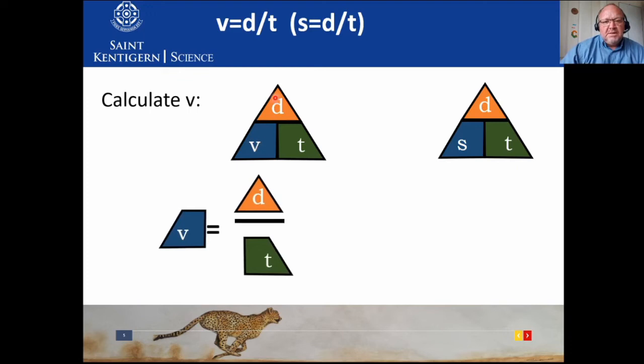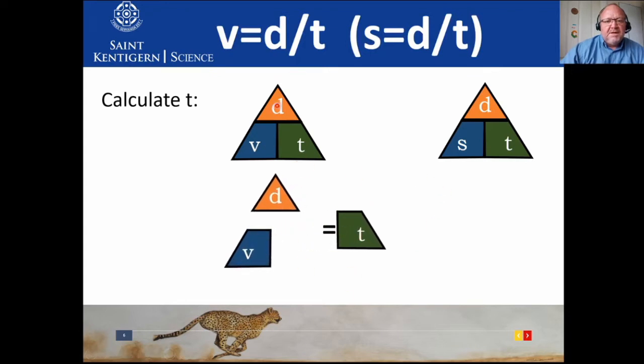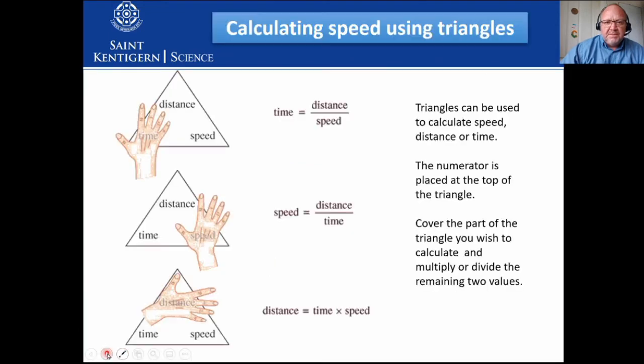So v is d over t. And lastly, if you want to calculate time, time is d over v, distance over velocity. And that's how you're going to use all your triangles if you want to use triangles.